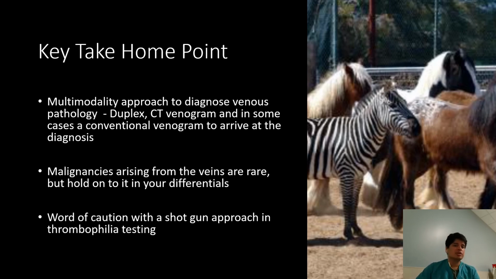And thirdly, the most important point, be very careful about a shotgun approach in thrombophilia testing. For example, factor V Leiden mutation is pretty ubiquitous in up to 5 to 7% of the population. God forbid if this lady was positive for heterozygous factor V Leiden mutation, this would have been resigned as a DVT and the entire workup towards a malignancy would have been ignored.